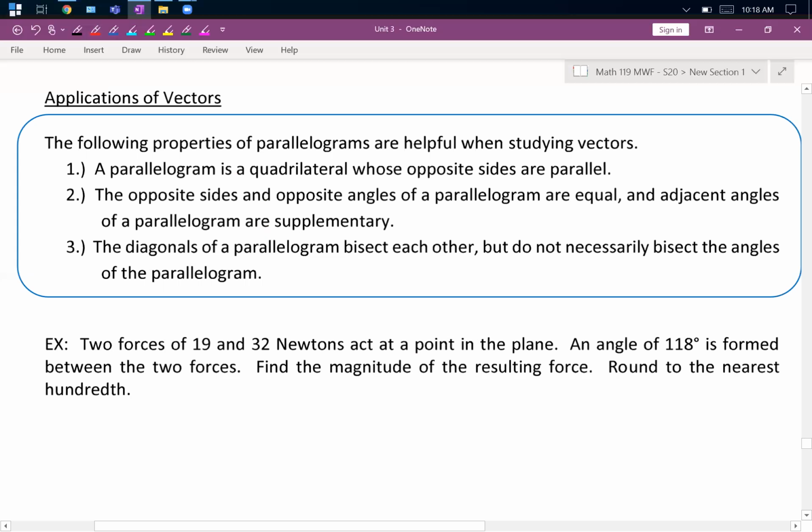So here are some things we need to remember about parallelograms. It's a quadrilateral whose opposite sides are parallel and equal to each other. The opposite sides and opposite angles of a parallelogram are equal, and adjacent angles are supplementary. I always feel like that's the part we don't tend to remember from geometry. And the diagonals of a parallelogram bisect each other, but they don't necessarily bisect the angles of the parallelogram. That only happens in a square.